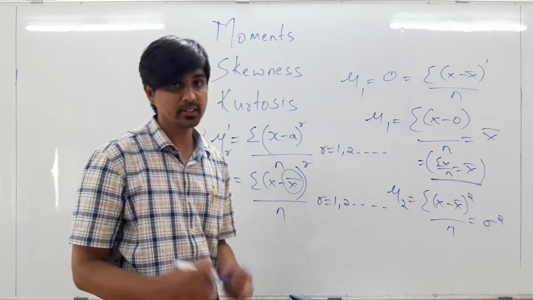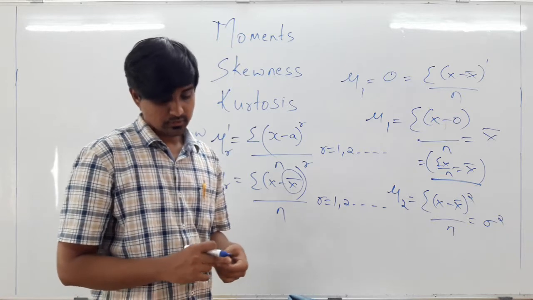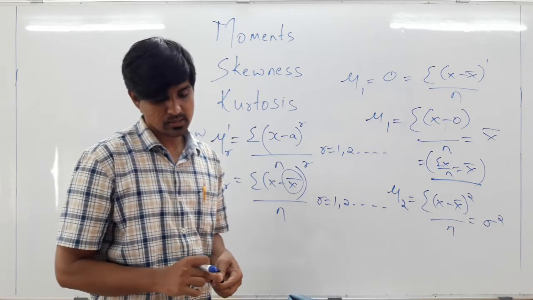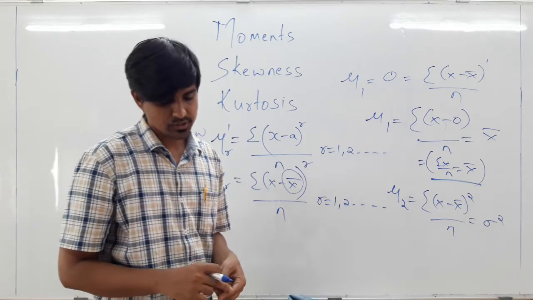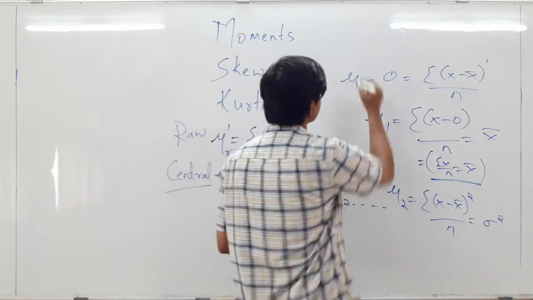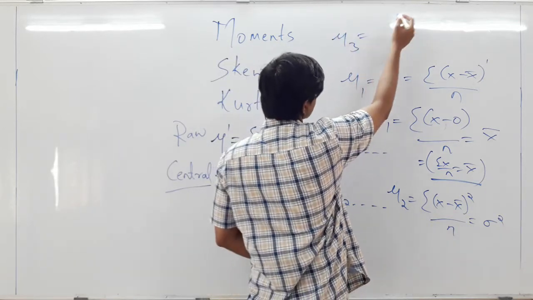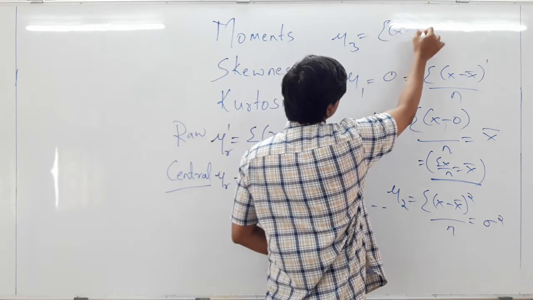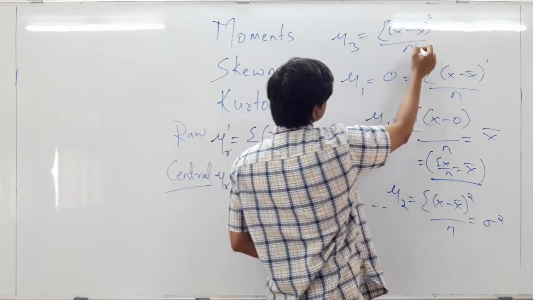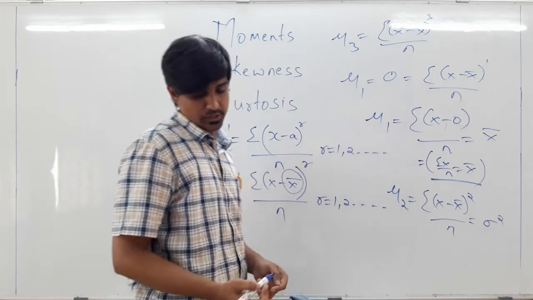Standard deviation squared alone is variance. The third moment about the mean is a measure of skewness. So mu 3 is nothing but the measure of skewness: summation of (x minus x bar) raised to 3, divided by n. This is nothing but the measure of skewness.